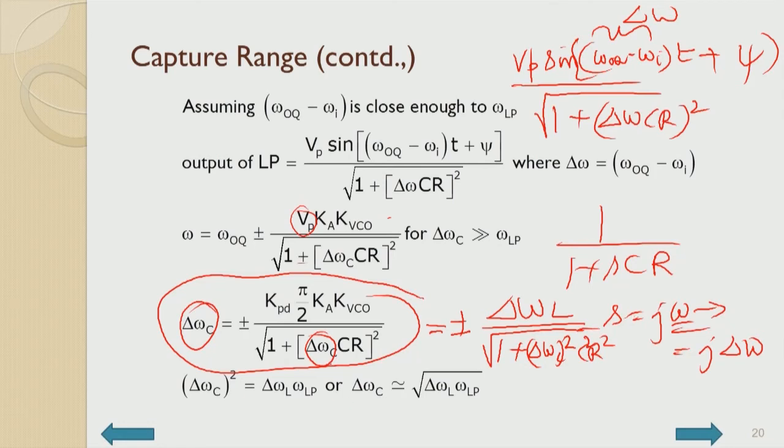So, let us say delta omega C squared into C squared R squared, where 1 over CR is strictly speaking nothing but omega LP. If this is much greater than 1, then the 1 can be ignored, and delta omega C squared is equal to delta omega L into omega LP. Capture range is simply the square root of lock range into omega LP. It depends upon omega LP, and therefore capture range is nothing but the square root of lock range into omega LP if this assumption is valid. You can assume that this is so, evaluate it this way and check whether this is so or not. That is easier. Otherwise, you have to solve a quadratic equation here.